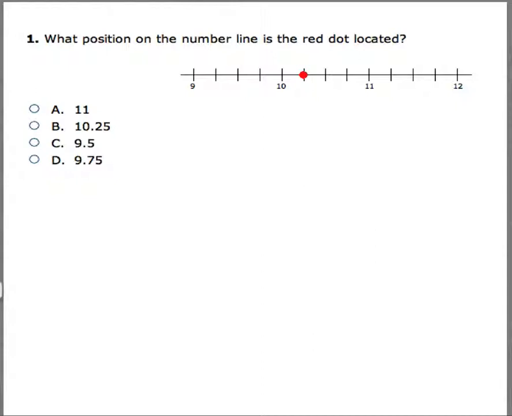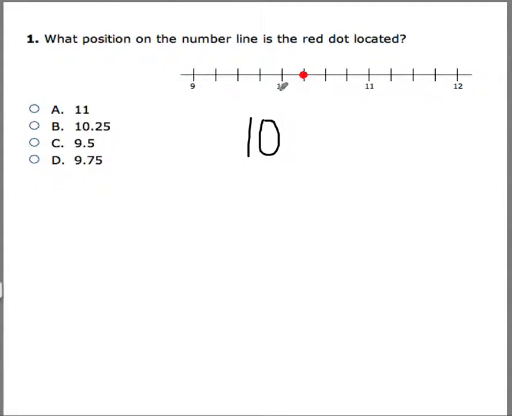So let's try a question. What position on the number line is the red dot located? We'll take a look. This one doesn't start at 0. It starts at 9, goes to 10, 11, and 12. So this one is going to be 10 and something, because you see the red dot is past the 10, it's after it. It's not to the 11, so it's going to be 10 and something.